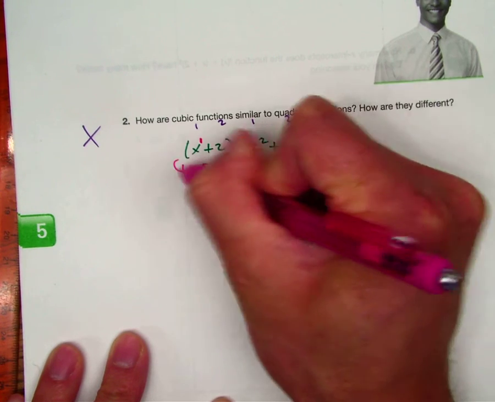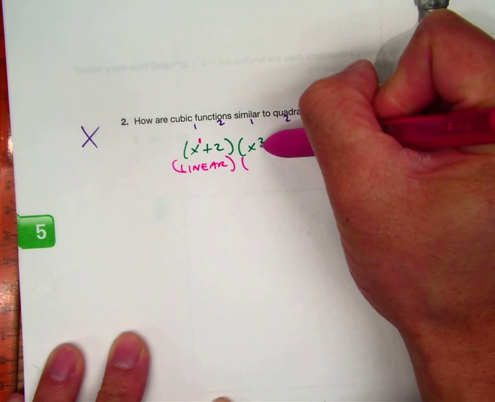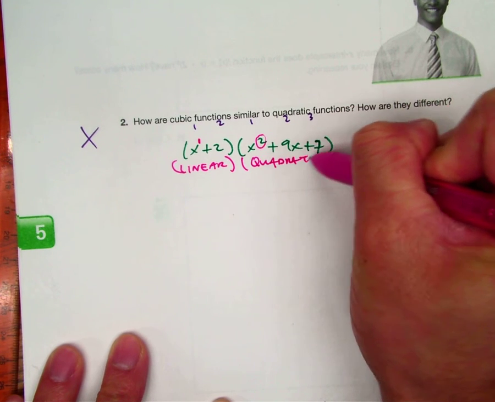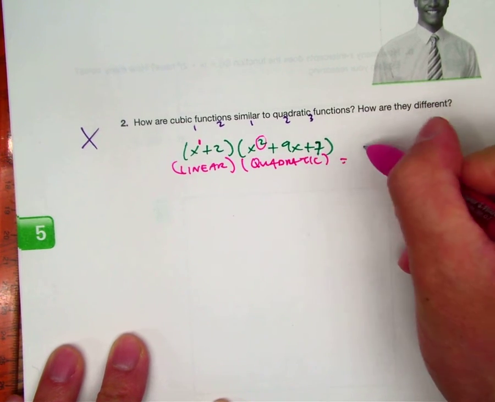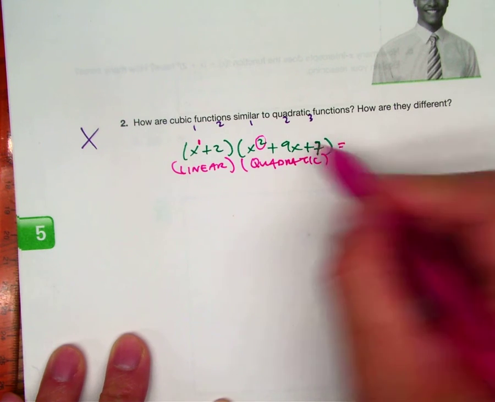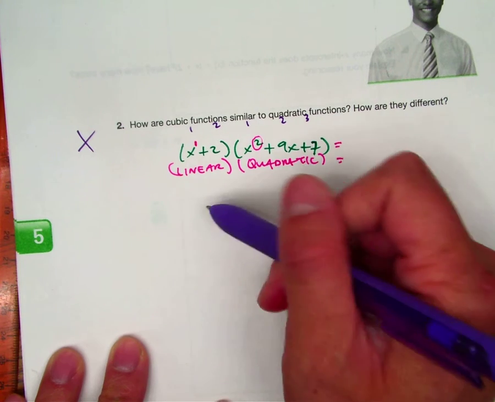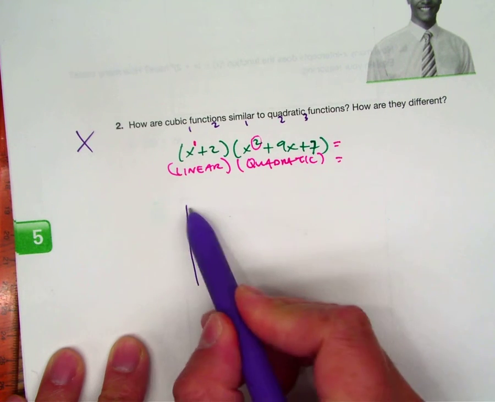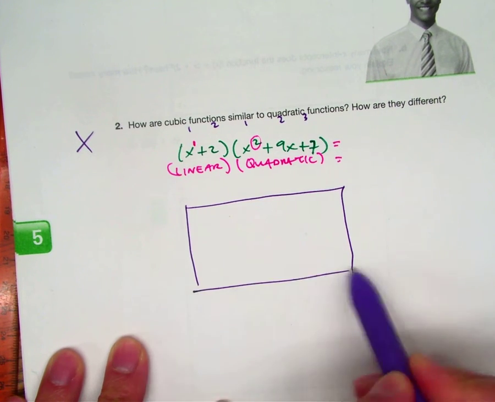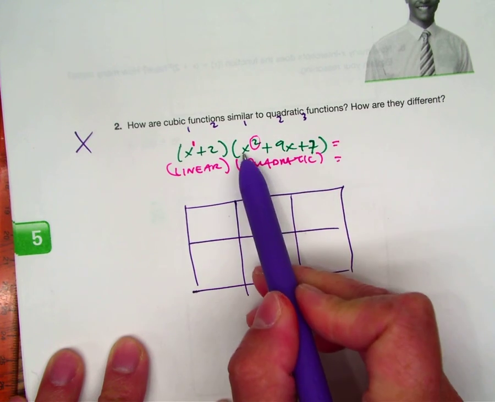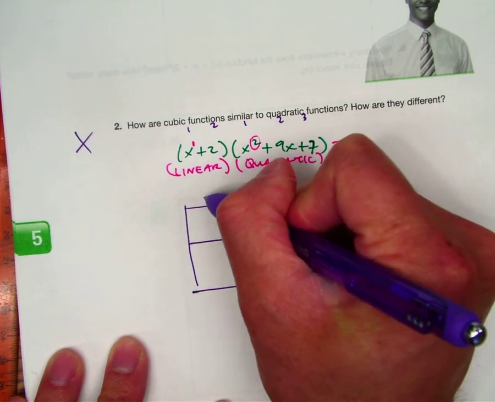And we're multiplying a linear times the highest power here, which is a quadratic, power of 2. And you're going to see that when I multiply those, we're going to look for its highest degree. So I'm going to make a big box. The question is, how big is the box? Well, I'm going to write x squared plus 9x plus 7.